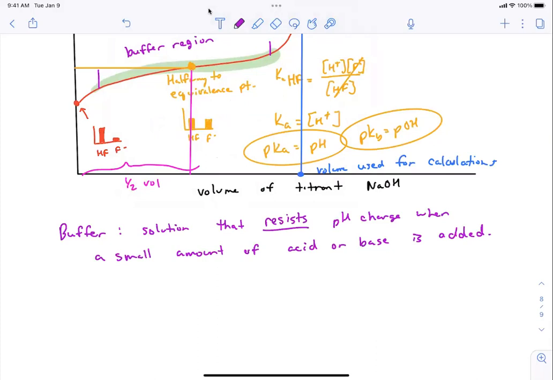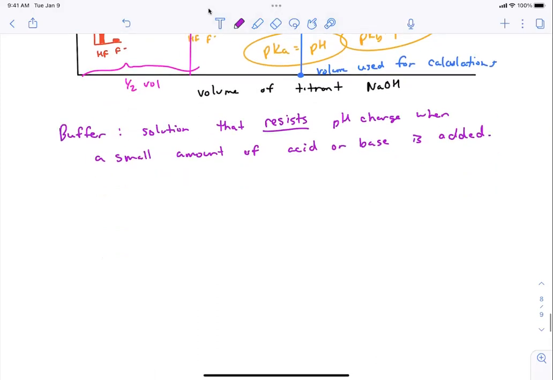Resists pH change. Okay. All right. Resist pH change. That's the R word. I just had a mental block. I'm like, reduce? No, that's not right. Resist pH change when a small amount of acid or base is added.